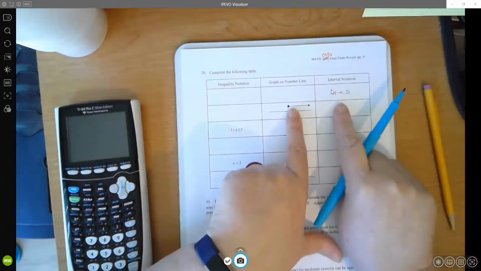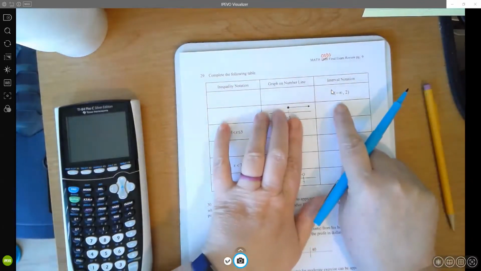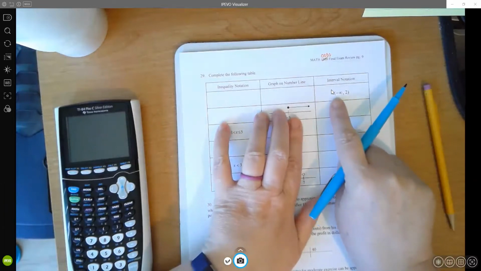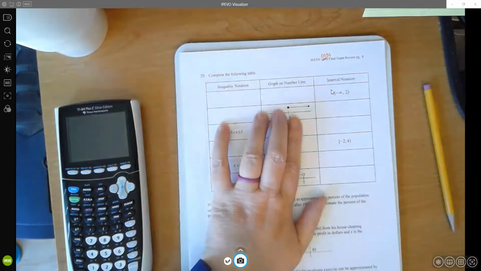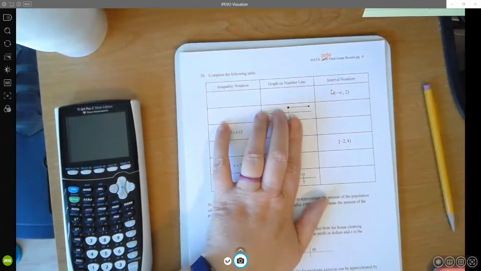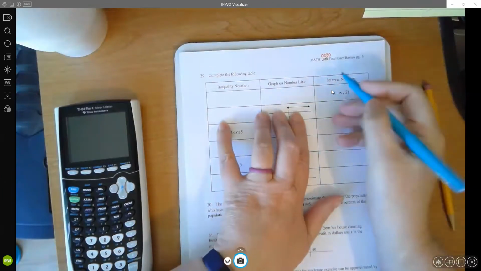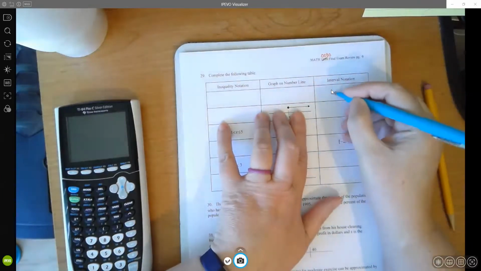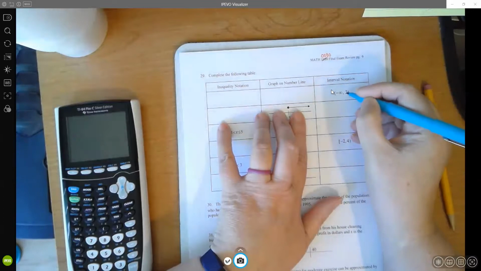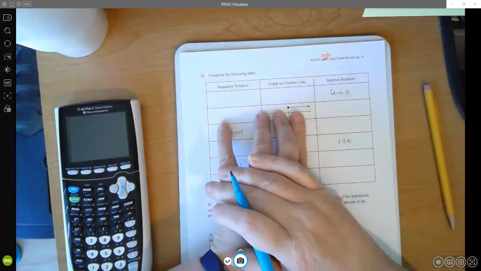So let's start with the first row, and it says the interval notation is from negative infinity to 2, both with parentheses. I didn't set my timer. I like to set a timer so I'm sure what the length of these videos are. So let me set my timer.